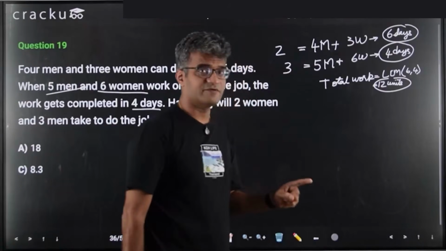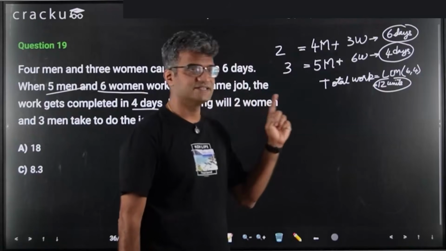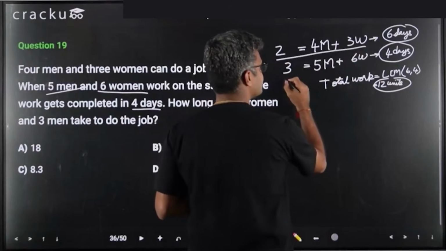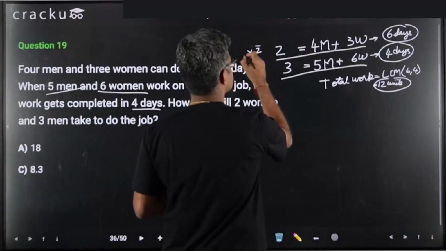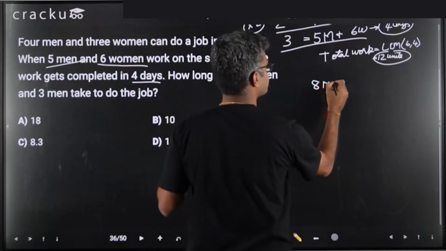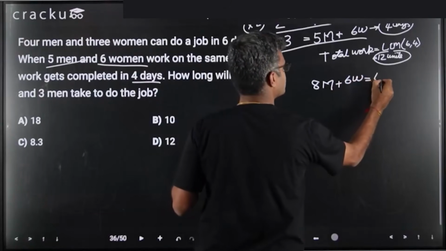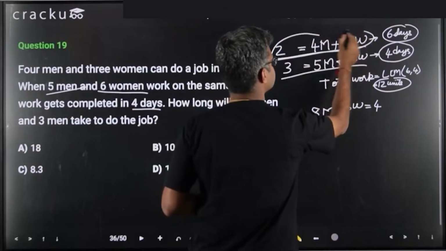If the amount of work done by one man in one day is M, and the amount of work done by one woman in one day is W, then 4M plus 3W is 2, and 5M plus 6W is 3. We'll multiply the first equation by 2. So what are we going to get? We are going to get 8M plus 6W is equal to 4. This is just this equation multiplied by 2.